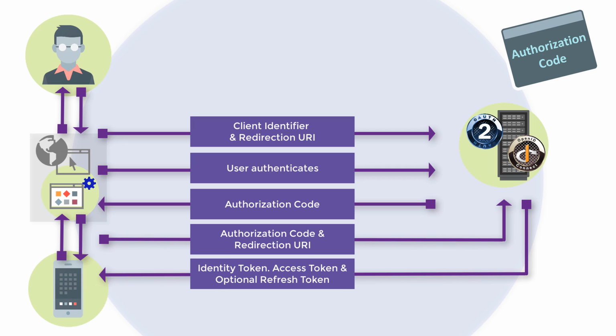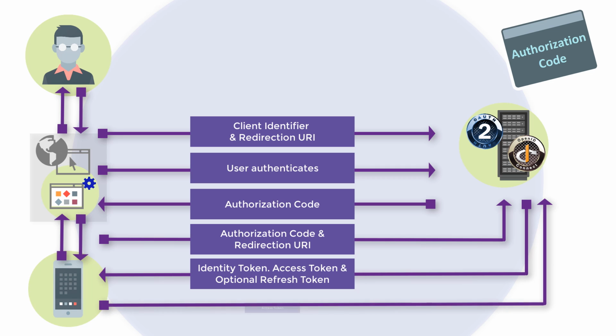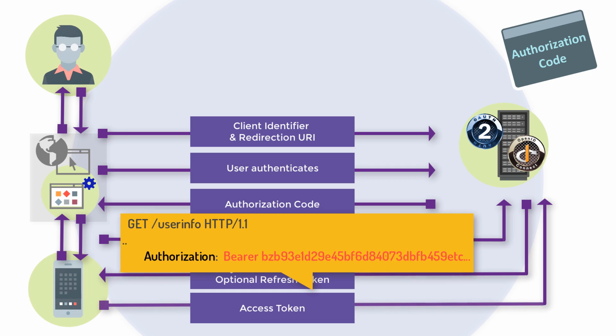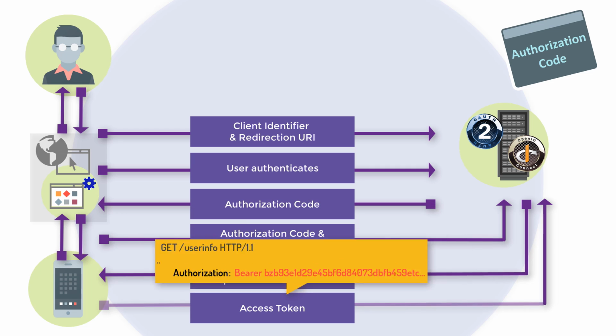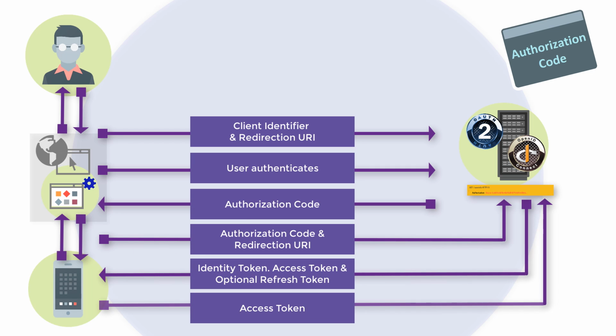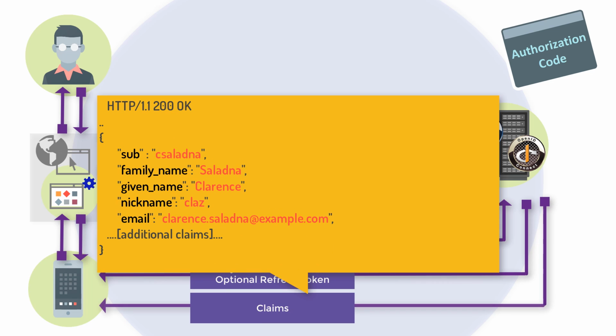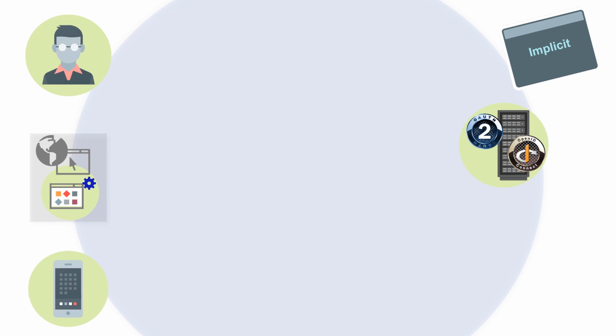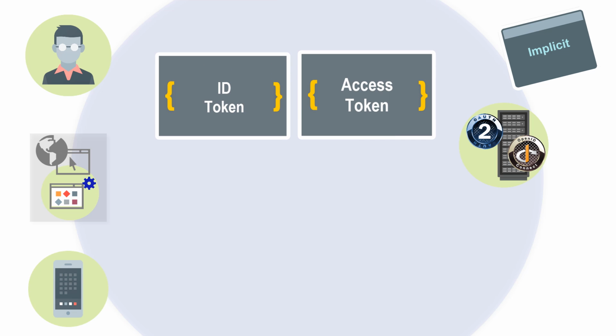Since the original scope request asked for profile and email address, the client sends the access token to the user info endpoint. Once the identity provider validates the access token, it returns the claims to the relying party, and the authorization code flow is complete. In the implicit flow, there are two possible scenarios. In the ID token and access token scenario, the client application requests both an ID and access token.